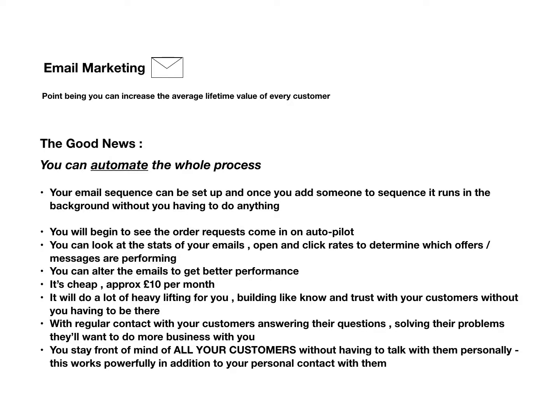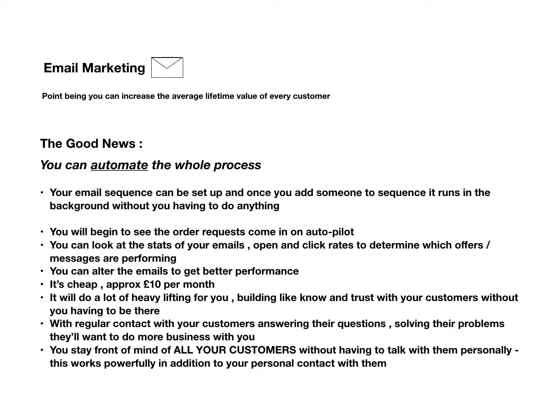And the good news is you can automate the whole process. So your email sequence can be set up, and once you add someone to that sequence, it runs in the background without you having to do anything. So you could have a 10 email sequence, you could have a 100 email sequence, you could have an email going out every single day for the next 365 days if you wanted to. I'm not saying that would work, but you might feel like emailing your customer base once or twice per week, as an example, would be totally accepted and work really well. Again, we could talk about the details.